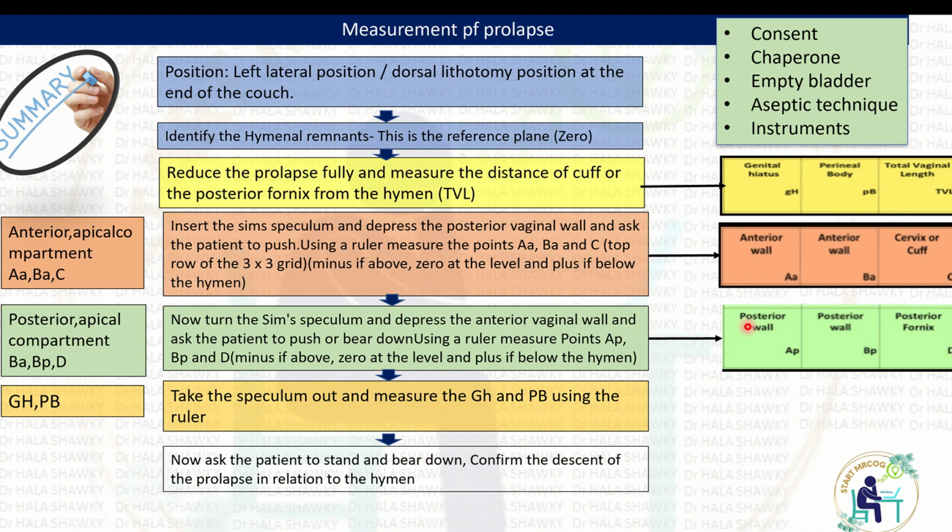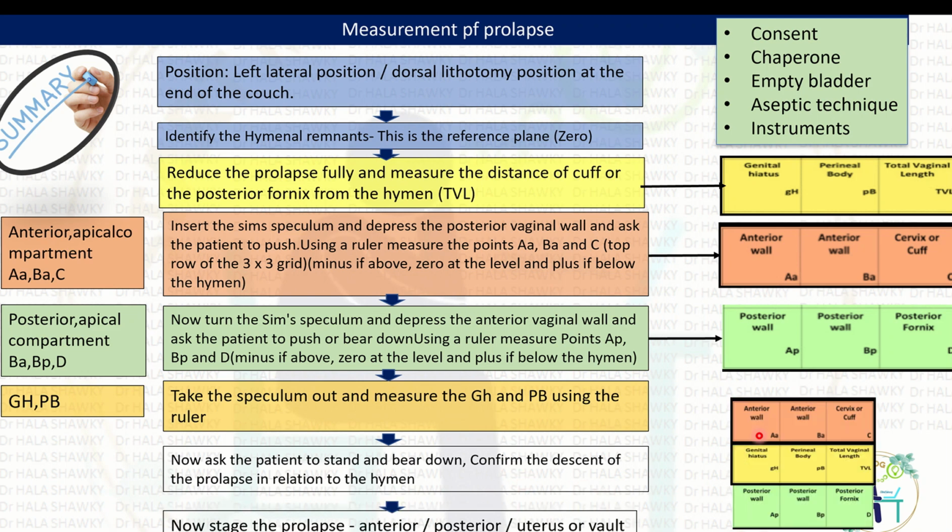We will ask the patient to stand and bear down again and confirm the descent of the prolapse in relation to the hymen, and record all results on the grid. And now you can determine the stage of the prolapse, anterior, posterior, or apical prolapse.